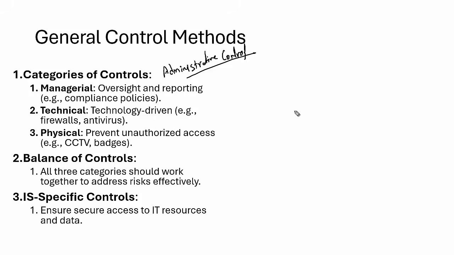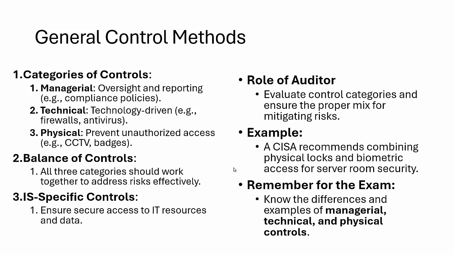The ultimate goal of information system control is to secure the access to IT resources. So the role of an auditor is to evaluate the control categories and ensure the proper mix for mitigating risk, because controls were introduced to mitigate risk. As a CISA, we recommend combining a physical lock and biometric access for server room security. This is an example. A physical lock is a physical control, and biometric access for server room security is a combination of technical and physical control.